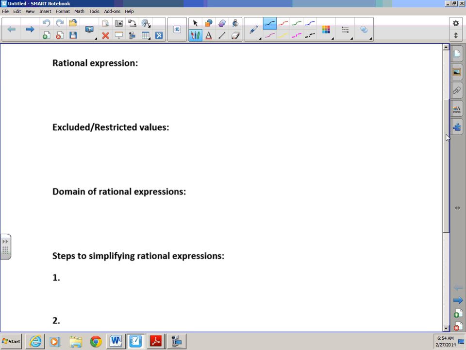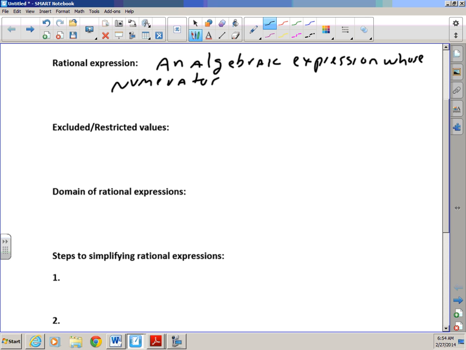Okay, so a rational expression is an algebraic, as opposed to numerical, expression whose numerator and denominator are polynomials.